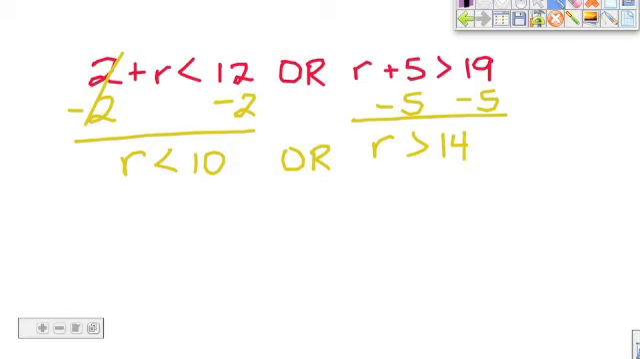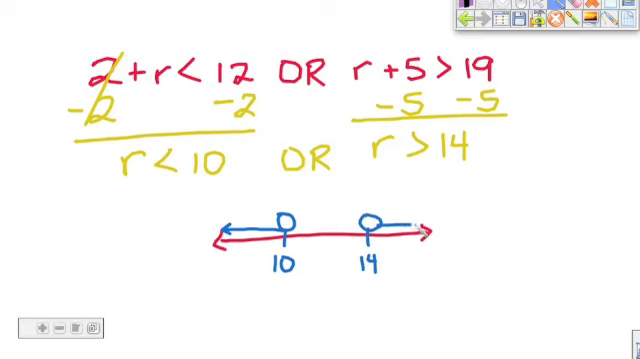So how do we read this? Well, we read this that R has to be smaller than 10, but bigger than 14. All right, so what does that look like? Well, that looks like we're going to have 10 and 14. So it's smaller than 10, but it's bigger than 14.